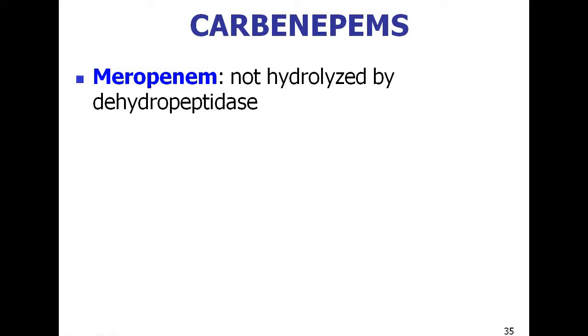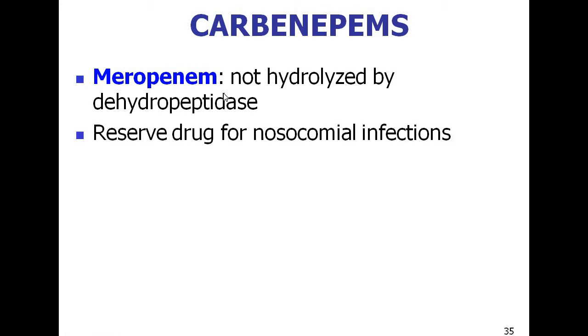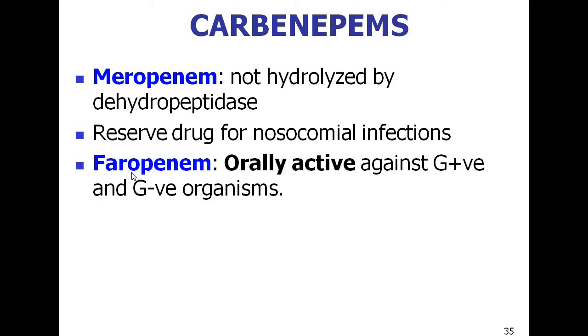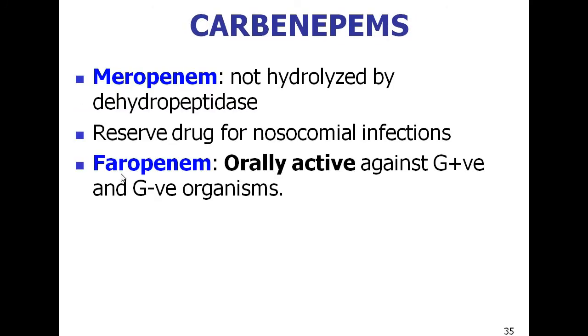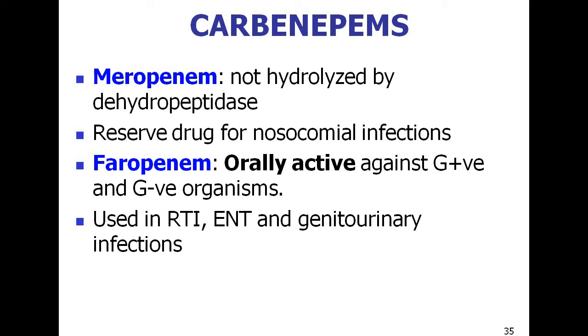Meropenem is not hydrolyzed by dehydropeptidase and is a reserved drug for hospital acquired infections. Both meropenem and imipenem, like we mentioned earlier, need to be given intravenously. Whereas faropenem is orally active against both gram-positive and gram-negative organisms, again reserved for hospital acquired infections. Used in respiratory tract, ENT and genitourinary infections.